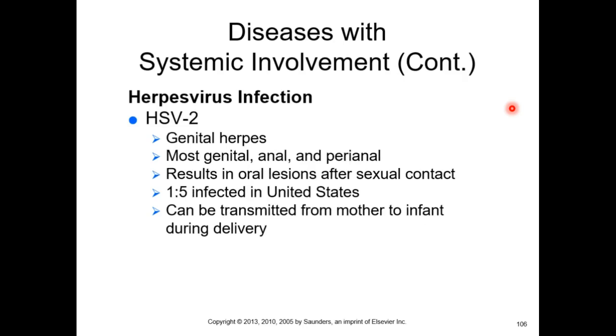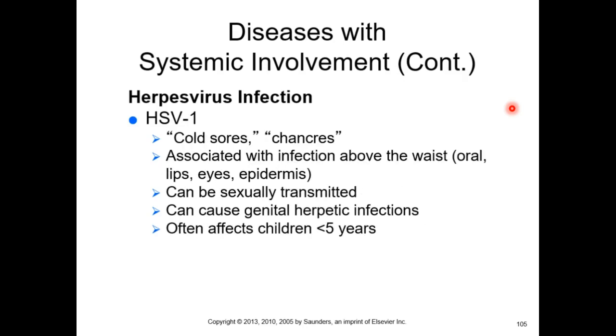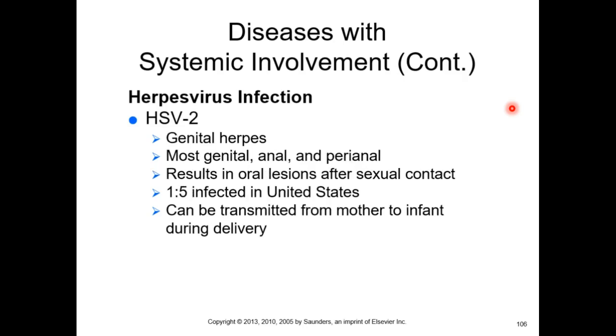HSV1, HSV2, we'll see these again during rashes. These are herpes simplex virus infections. HSV1 is typically associated with above the belt lesions, I'm doing air quotes. Cold sores or cankers associated with the oral epithelium, whereas HSV2 is generally considered below the belt. Genital herpes, most would be genital, anal, and perianal. That having been said, you can contract either type of virus on either epithelium, potentially.